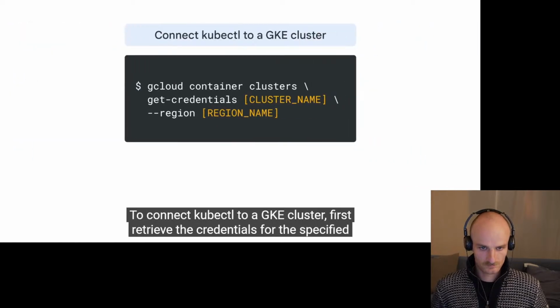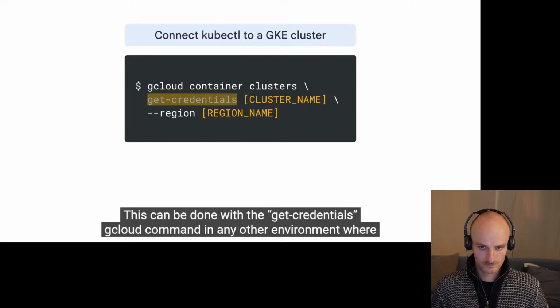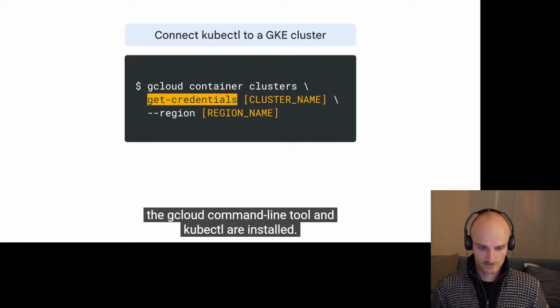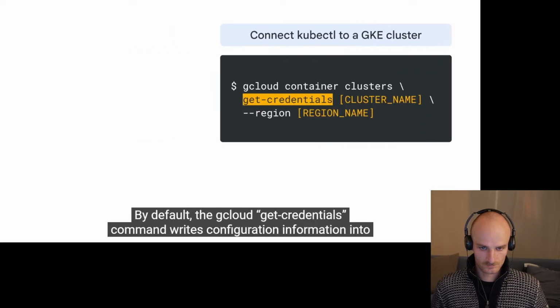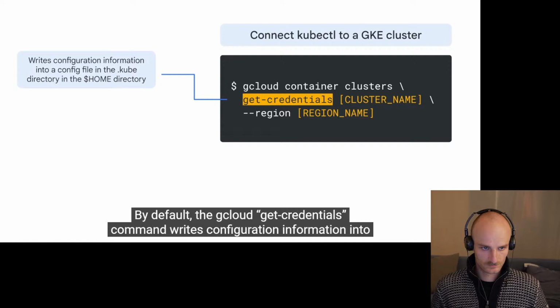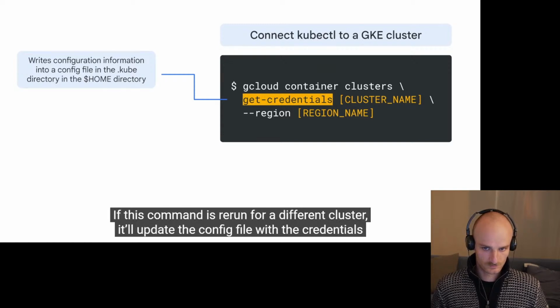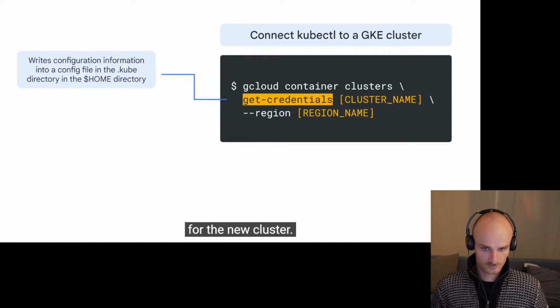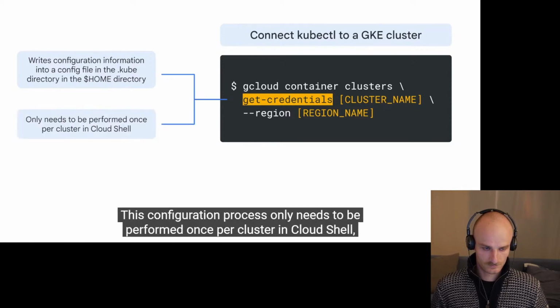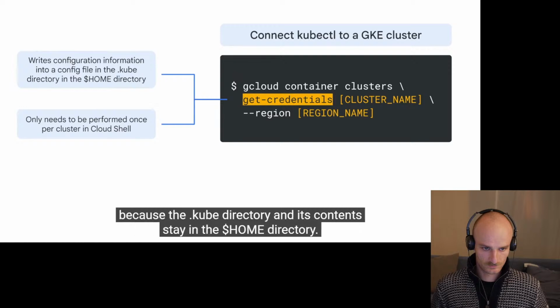To connect kubectl to a GKE cluster, first retrieve the credentials for the specified cluster. This can be done with the get-credentials gcloud command in any other environment where the gcloud command line tool and kubectl are installed. Note that both are installed by default in Cloud Shell. By default, the gcloud get-credentials command writes configuration information into a config file in the .kube directory in the home directory. If this command is rerun for a different cluster, it will update the config file with the credentials for the new cluster. This configuration process only needs to be performed once per cluster in Cloud Shell, because the .kube directory and its contents stay in the home directory.